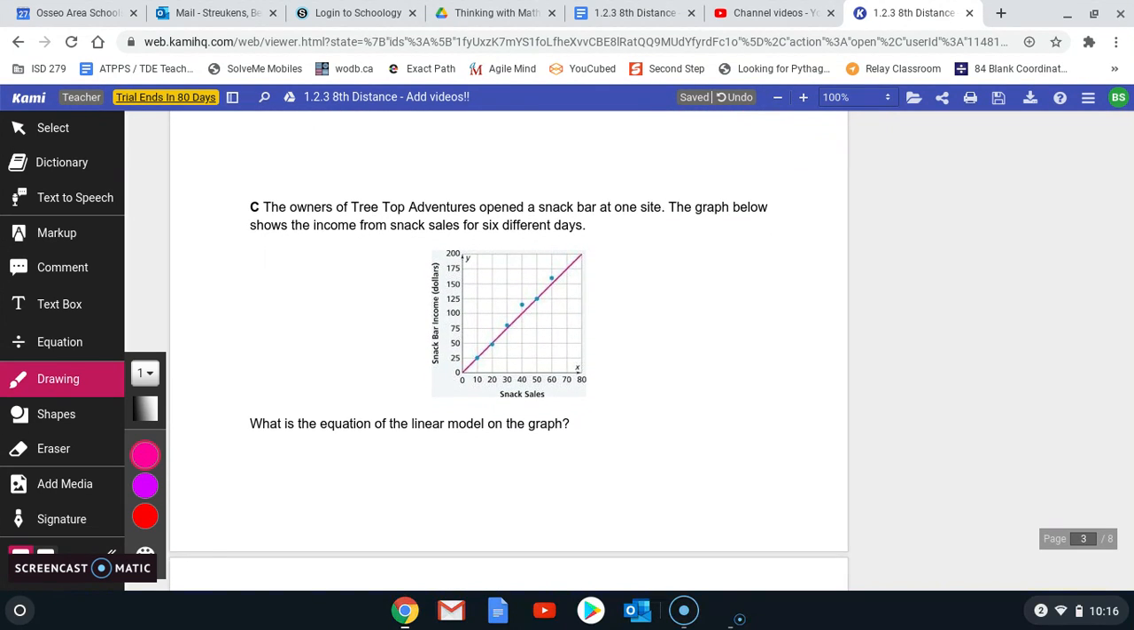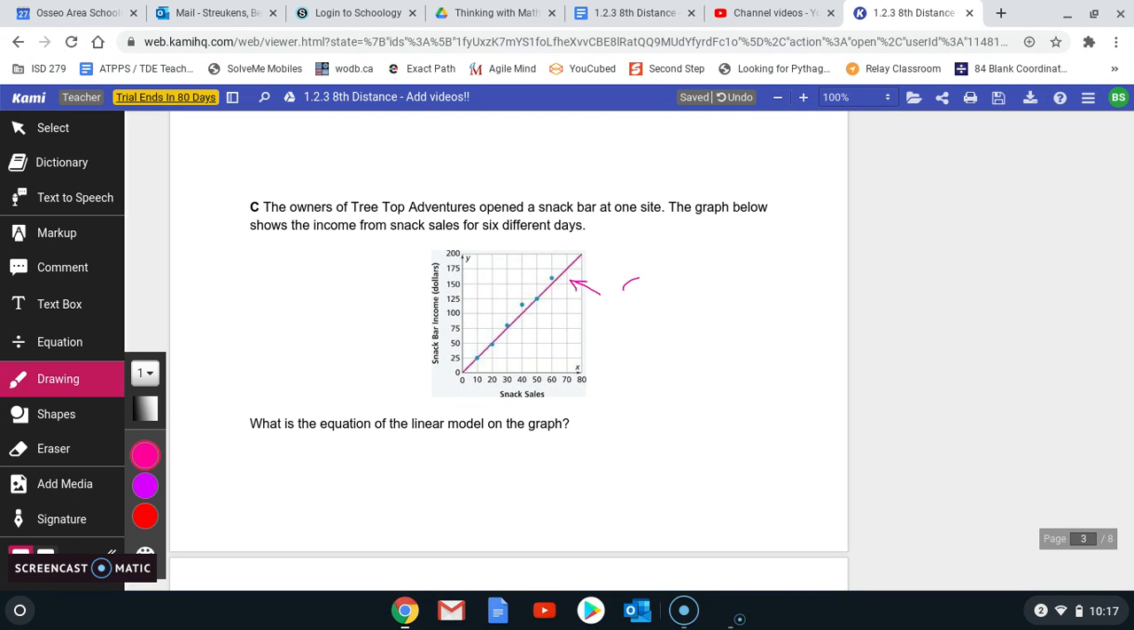Section C, the owners of Treetop Adventures opened a snack bar at one site. The graph below shows the income from snack sales for 6 different days. What is the equation of the linear model on the graph? So in this problem, they're looking for the equation of the line. So the line is the model. We're not really paying attention right now to the points. What I want you to do is find the equation for the line.